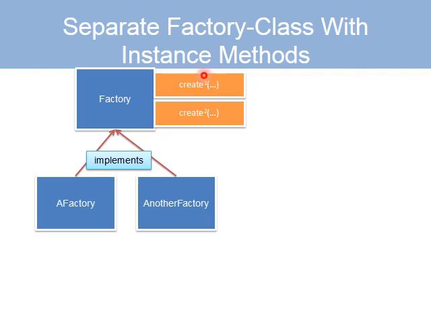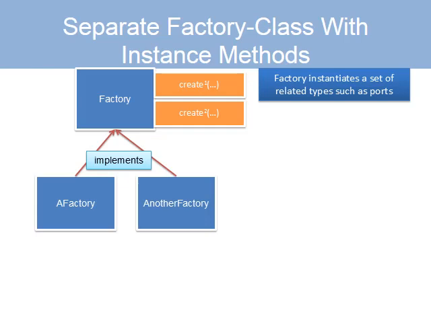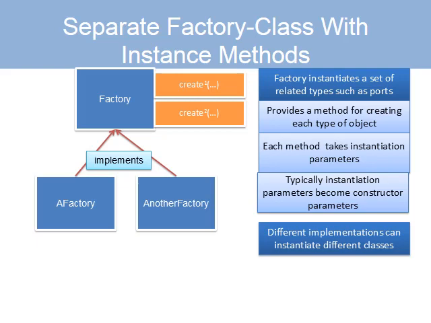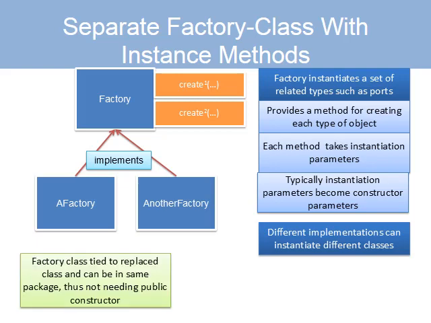So we're going to have a factory class with instance methods. Okay? We're not going to have static methods. And the various factories are going to implement this interface. Okay? And a factory instantiates a set of related types such as ports, and different implementations can instantiate different classes. Okay, so you guys gave me the answer too quickly. I'm going to the answer very gently now. So I'm just saying, hey, we're going to have factories that instantiate. They're going to have instance methods. They're going to have interfaces, and different implementations of the factory can instantiate different classes that we're interested in.